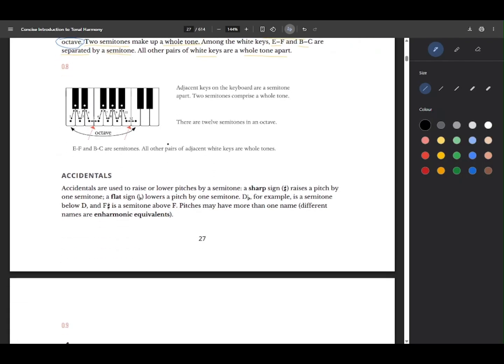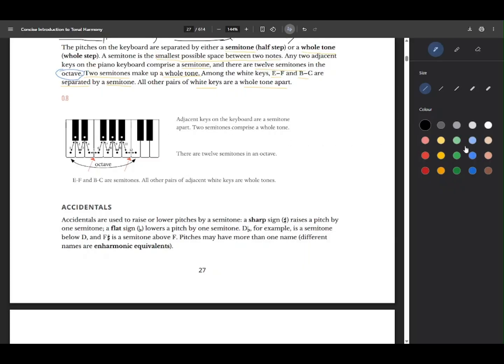So let's look at this diagram here. Here we have our octave. So we have our notes. This is a C going up, D, E, F, G, A, B, C. And these are the white keys. So C to C, that's our octave, our 8 white keys.